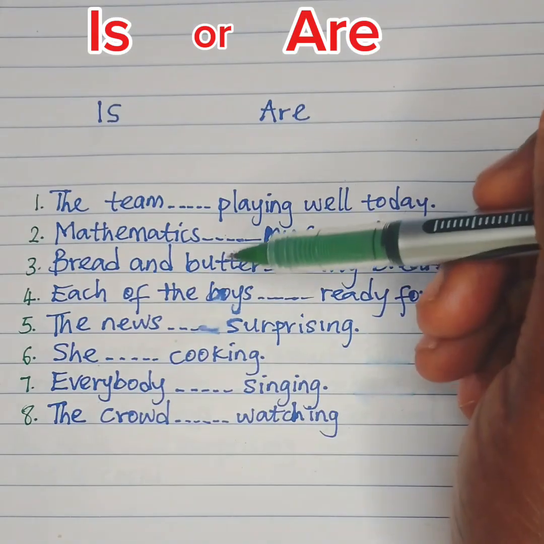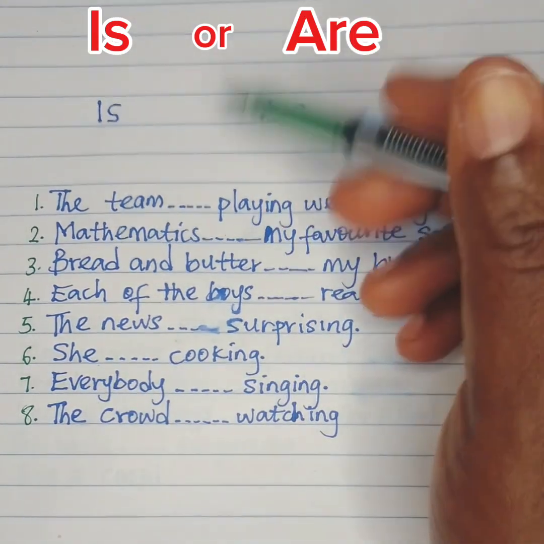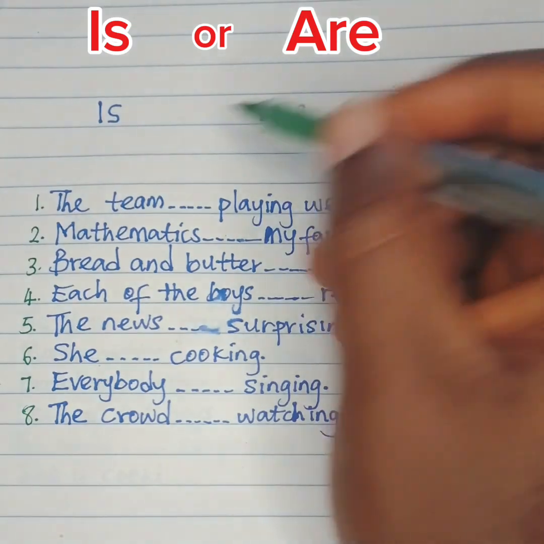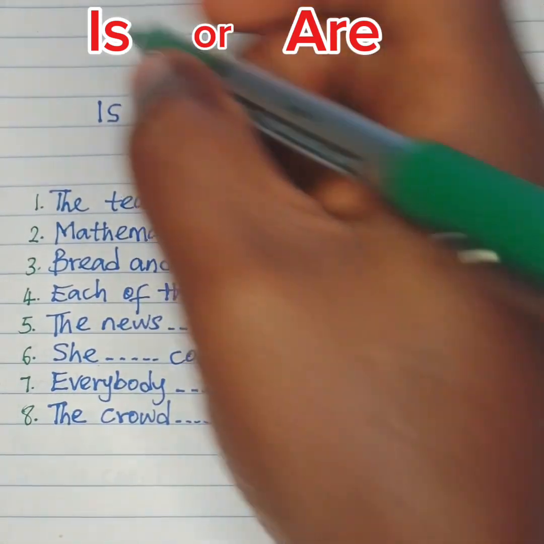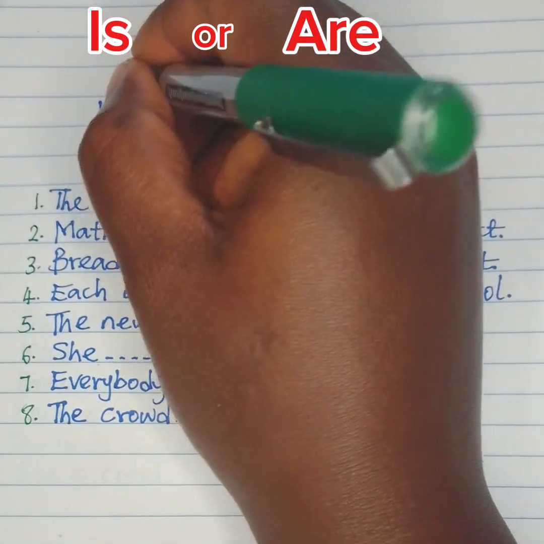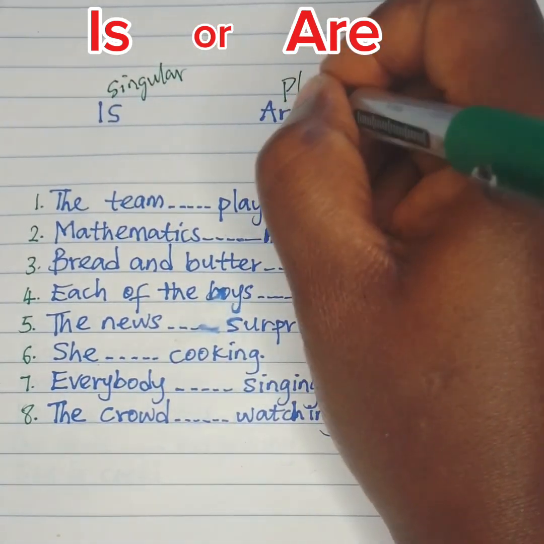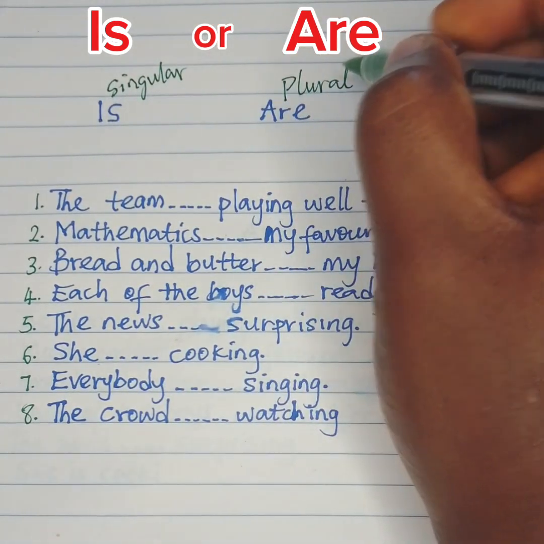These sentences are tricky. Let's see how we can use them to fill up the gaps. Okay, is and are are verbs. This is a singular verb, while this is a plural verb.